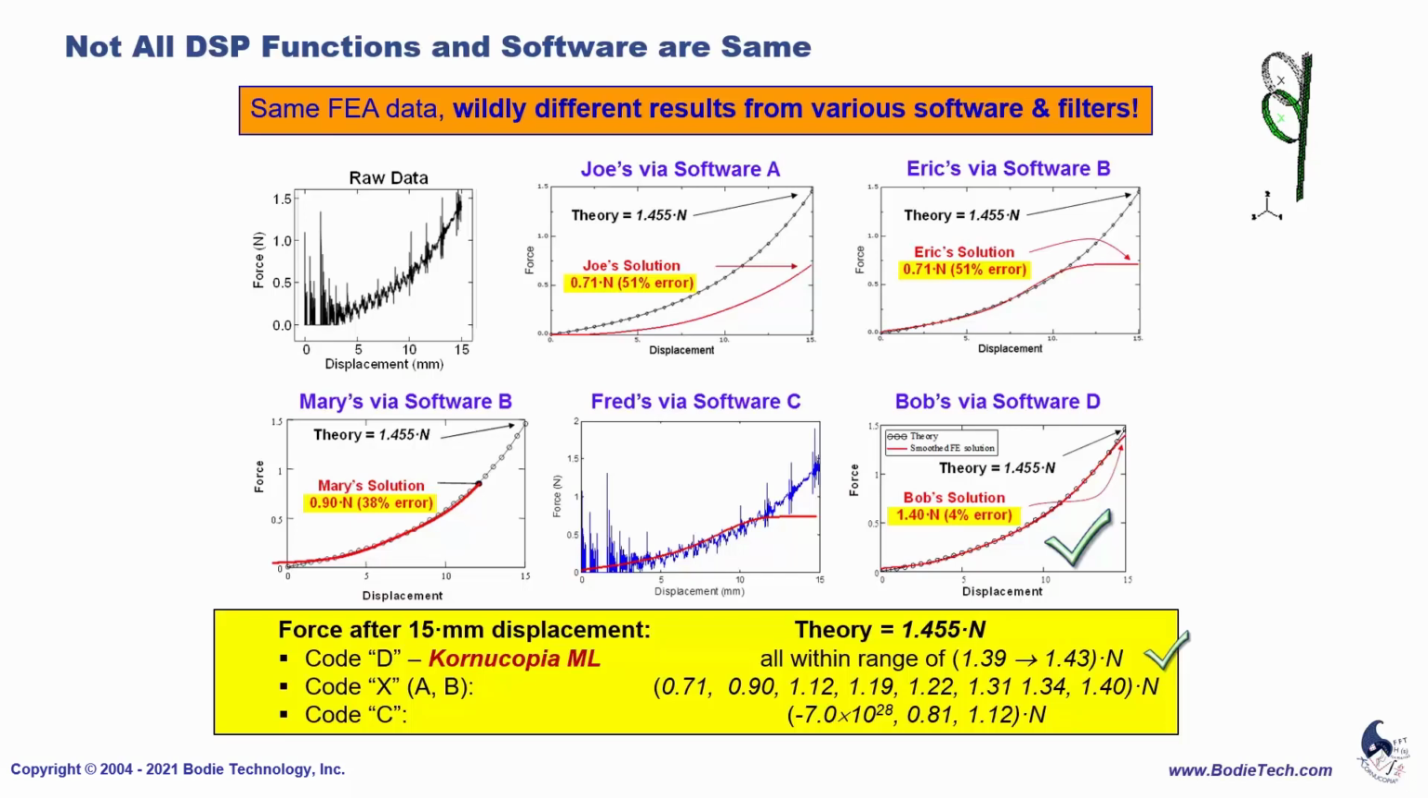The poor results from the pack are due to issues such as filter-induced end effect distortions and time delays, all of which commonly appear in results processed using traditional DSP tools. Bob's accurate results come from his use of Kornucopia ML, where such undesirable issues are mitigated by Kornucopia's advanced DSP algorithms.